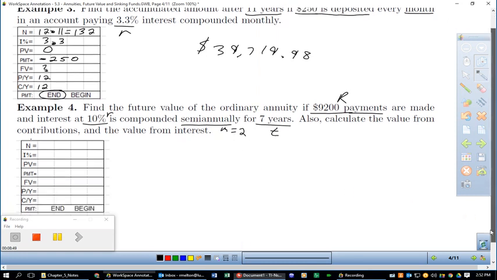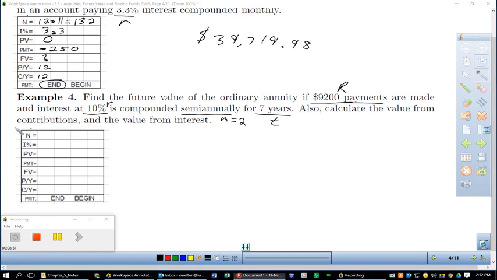So I'm going to fill in my TVM table. N is 2 times 7. You get a total of 14 compounding periods when you do it semi-annually for 7 years. Interest rate is 10%, so 10. Present value is, again, 0. The payment is negative $9,200. We've been asked to find the future value, so I'm just going to put a big question mark there. We don't know that.